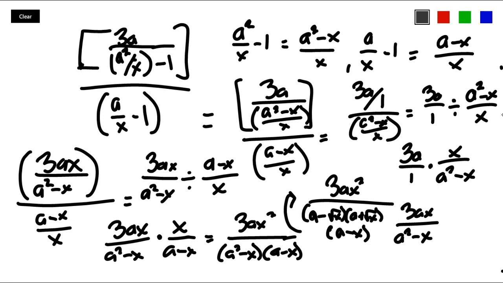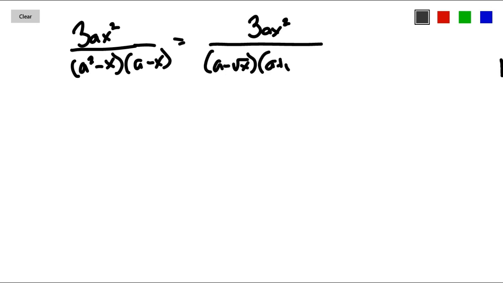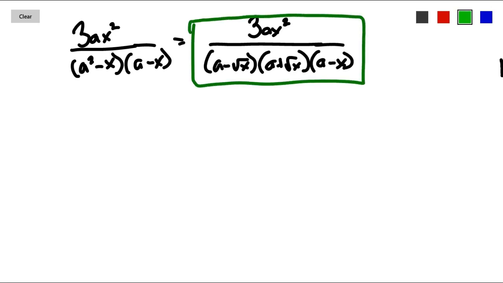So I'm going to clear off the screen. I've got 3ax squared divided by a squared minus x times a minus x. The last thing I can do is factor the a squared minus x on the bottom as a pair of conjugates. So I have 3ax squared on the top divided by a minus the square root of x, times a plus the square root of x, times a minus x on the bottom. And now this thing is completely factored and completely simplified.